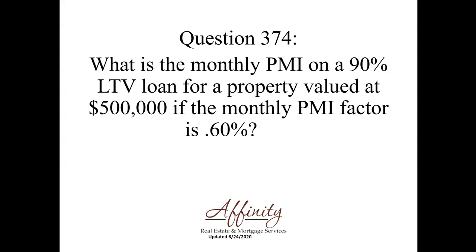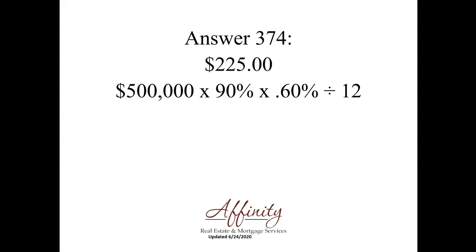Question 374. What is the monthly PMI on a 90% loan-to-value loan for a property valued at $500,000 if the monthly PMI factor is 0.60%? That would be $225. You take the $500,000 times the 90%, then times that by the 0.60% and divide by 12.